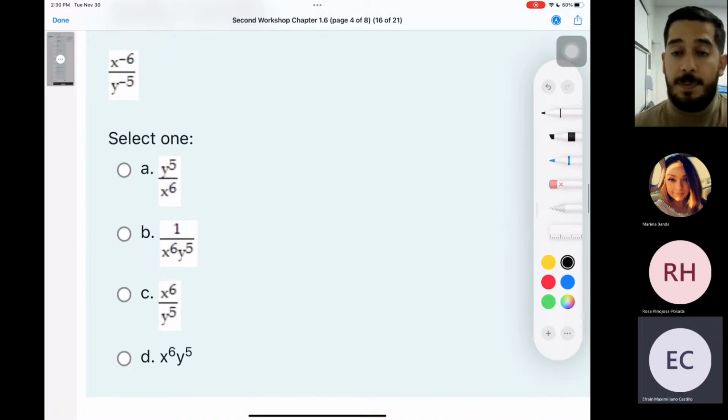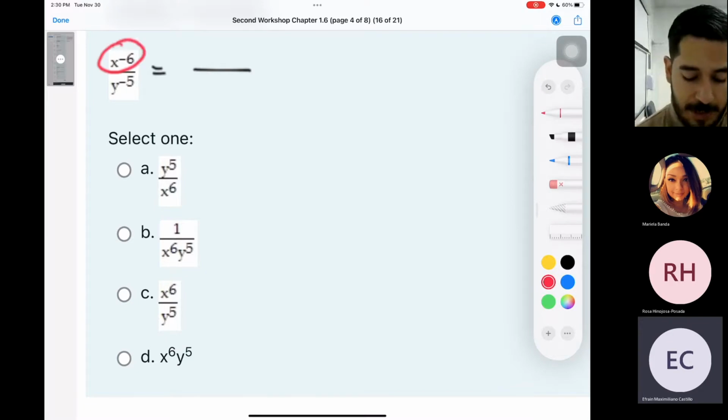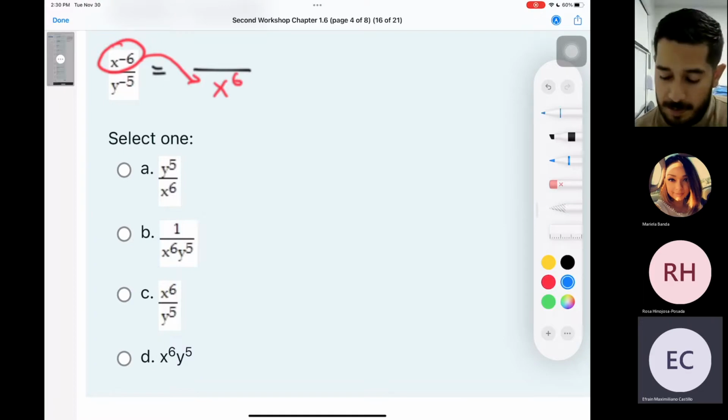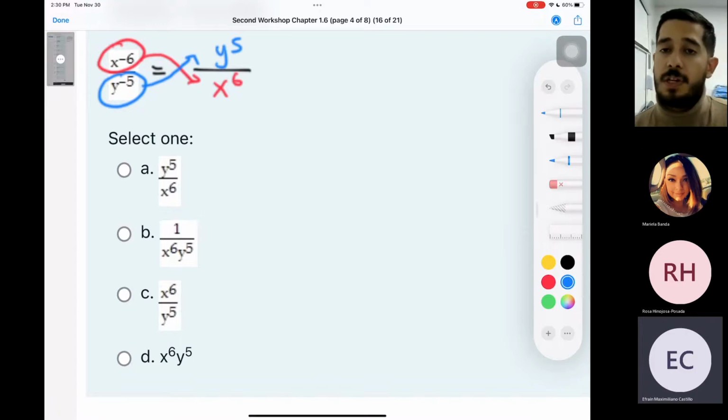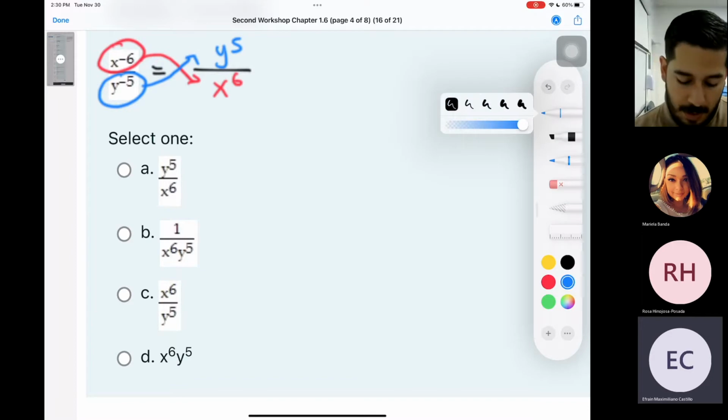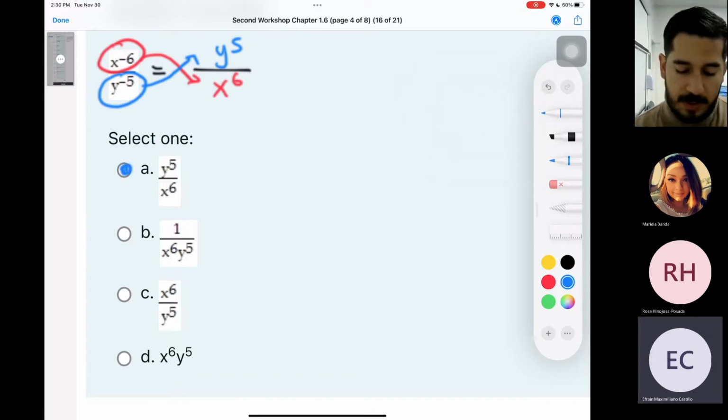Again, expressions that have negative exponents mean get the reciprocal. Whatever has a negative exponent has to change sides. This guy is going to go to the bottom, become positive, and y to the power of -5 is going to go to the top, become positive. Changing sides changes the sign of the exponent. y to the 5, x to the 6.